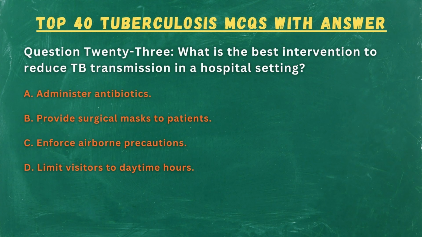Question 23. What is the best intervention to reduce TB transmission in a hospital setting? A. Administer antibiotics. B. Provide surgical masks to patients. C. Enforce airborne precautions. D. Limit visitors to daytime hours. Answer. C. Enforce airborne precautions.